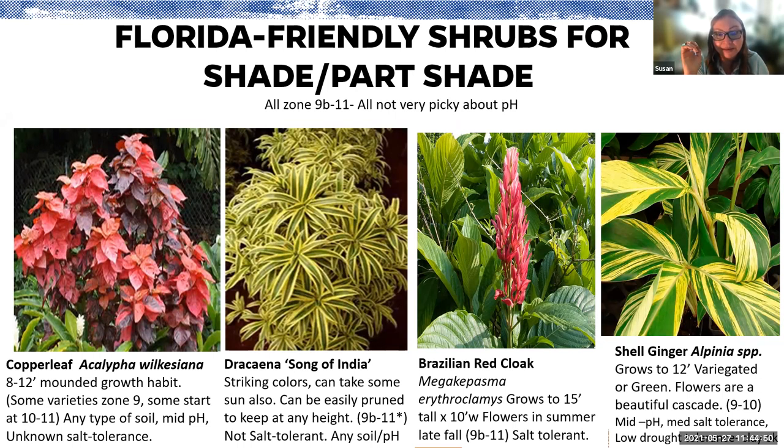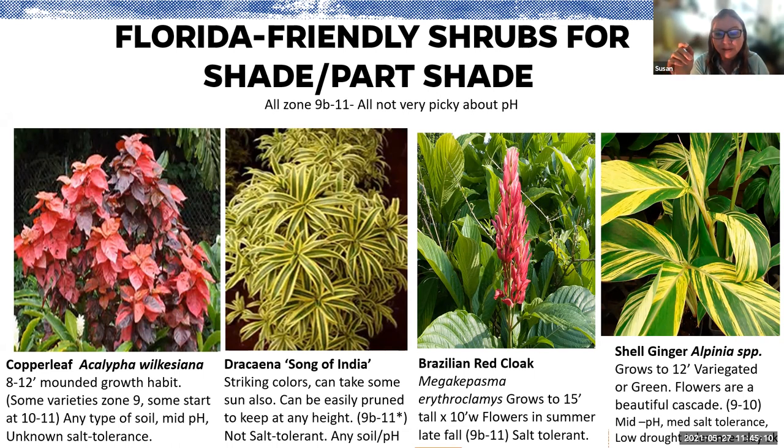Dracaena Song of India is really striking. It can be a specimen plant for your yard. It can be kept as a hedge as well. It's really easy to prune, and the cuttings root really easily as well. So you can make new plants out of this plant very, very easily.